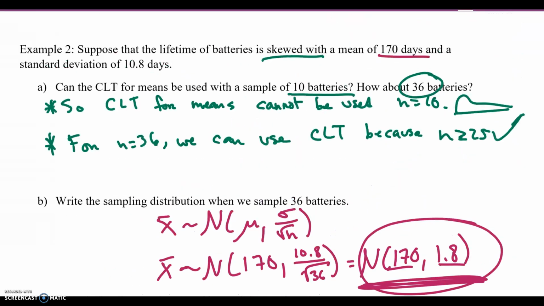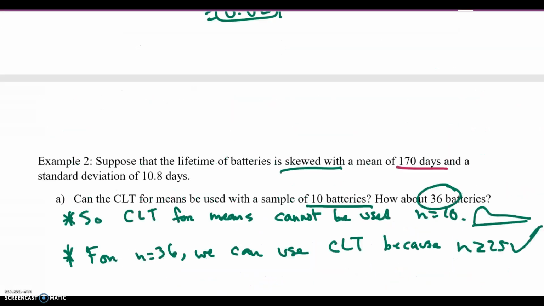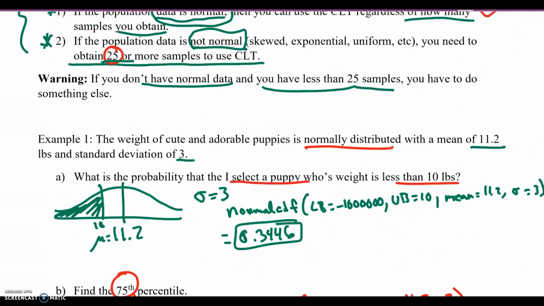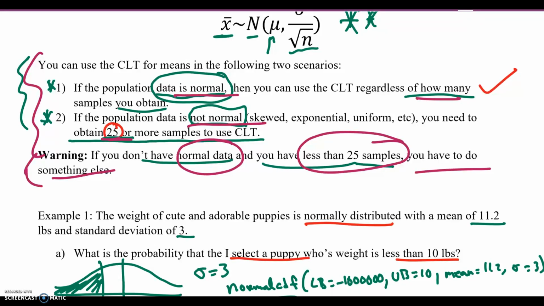This is all we're doing with the central limit theorem for means. The only thing you really have to worry about is that everything is still normal CDF, and these scenarios. If you have normal data, n does not matter. If you have not normal data, then you have to make sure that n is greater than 25. If it's not normal data and you have less than 25 samples, then you have to do something else. Really put this down in your notes, because I'll probably quiz you on this portion.